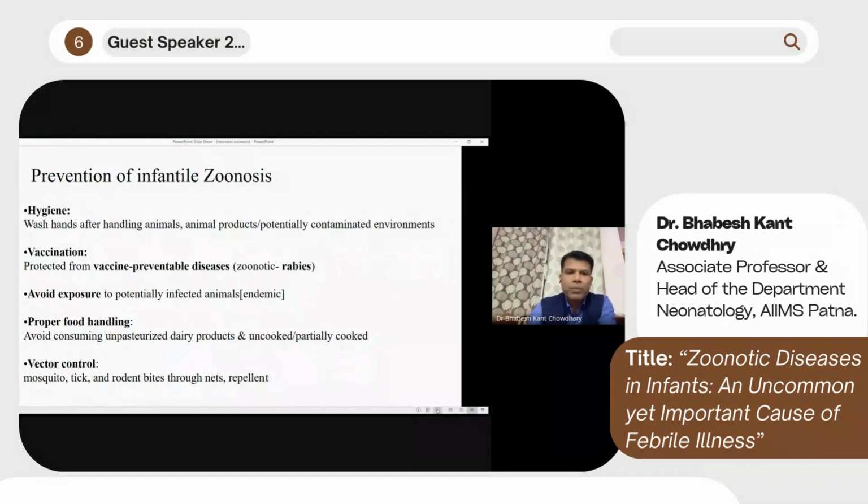So avoid exposure to potentially infected animals, and practice proper food handling; especially we have to avoid consuming unpasteurized food products, uncooked and partially cooked food or meat, and do vector control. Again, as many diseases come through mosquito, tick, and rodent bites, we can prevent them through nets and using repellent. Next slide.